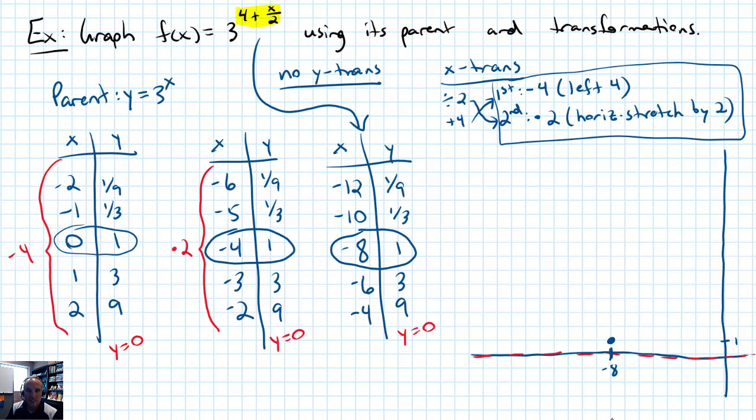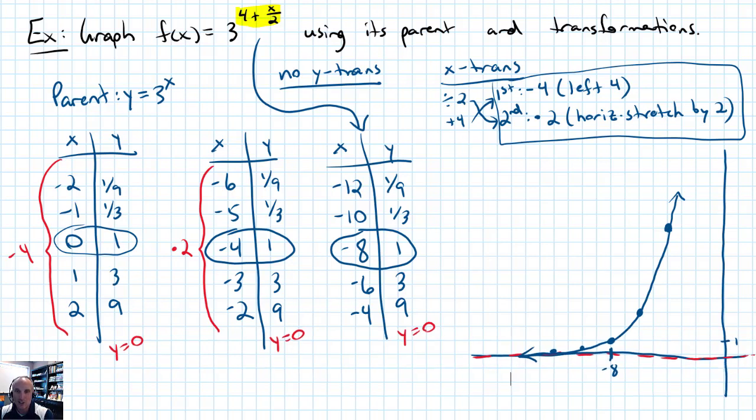Let's plot (-6, 3). So -6 is here, 1, 2, 3 is up there. (-4, 9): 1, 2, 3, 4, 5, 6, 7, 8, 9 is up here. This is clearly the growth side of the curve. Now we need to plot the two on the other side. So -10 is over here, 1/3 is small, and then (-12, 1/9) is even smaller. And so this is obviously the side of the graph that shrinks toward the asymptote. And this is the graph of our transformed function.